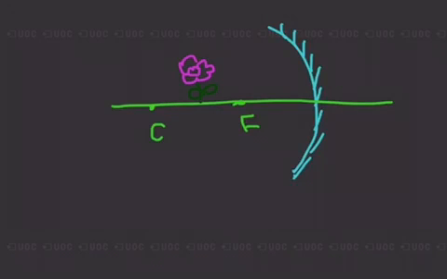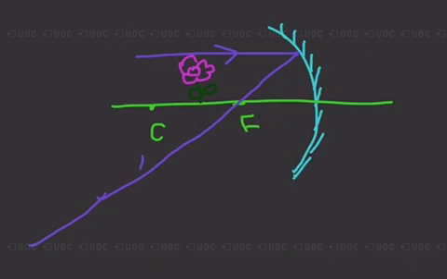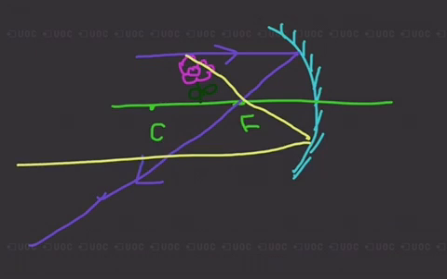For that I must first consider a ray incident parallel from the flower, parallel to the axis. Now it will invariably go to the focus. I shall extrapolate it just in case. Now let us say there is another ray from the flower which passes through the focus and then becomes parallel to the axis.